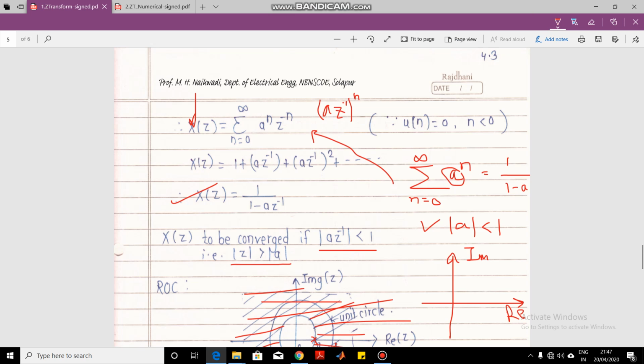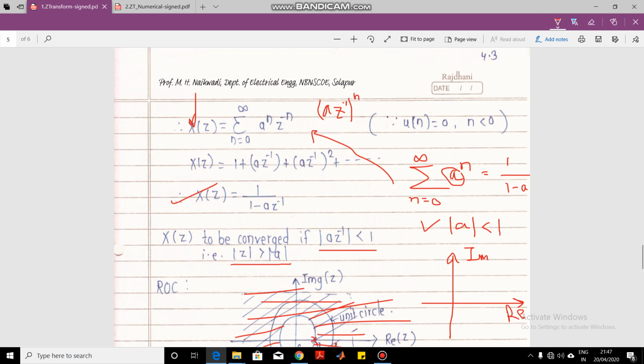This is confusing. Okay. So this a is here. A is nothing but a variable. Here a is a constant. So this variable can be anything. I can name it as x also. So x raised to n is 1 upon 1 minus x. So what is x in this formula? You have to remember that.